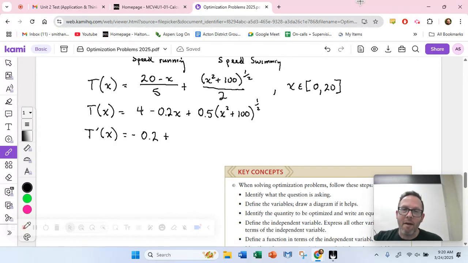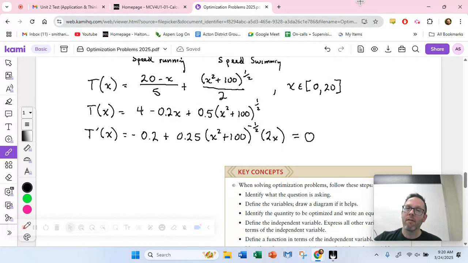All right, bring down the 1/2 times 0.5. That would be 0.25. And then we have x squared plus 100. Take 1 off the exponent. That's negative 1/2. And multiply by the derivative of what's on the inside, which is 2x. That's our derivative. We're going to set that equal to 0 because that's what we do.